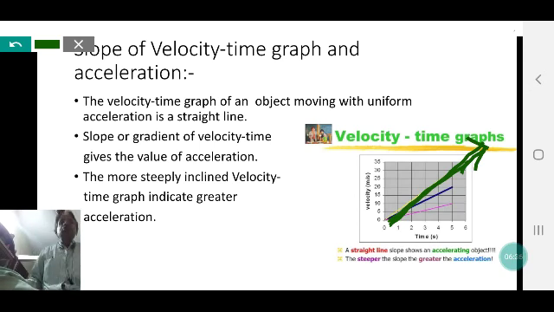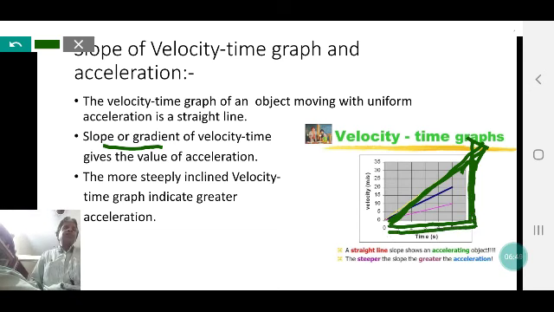Second point, the slope or gradient of the velocity time graph. The slope that we obtain from the ratio of the perpendicular and the base gives the slope of this graph. The slope, which may also be called the gradient, of the velocity time graph gives the value of acceleration.